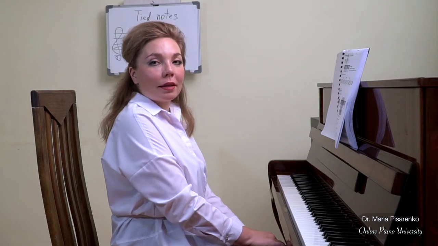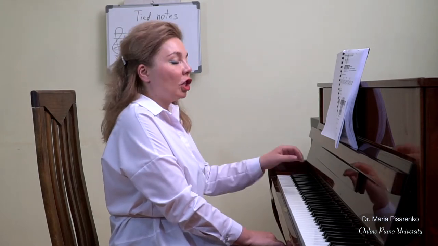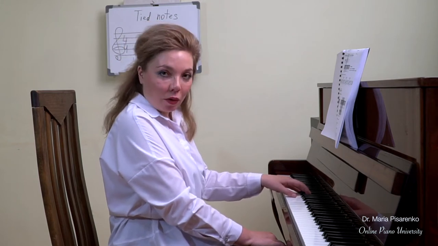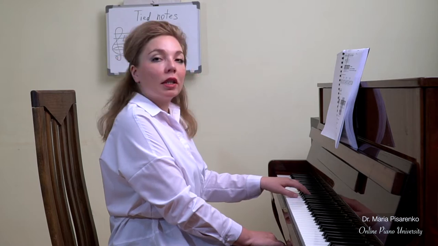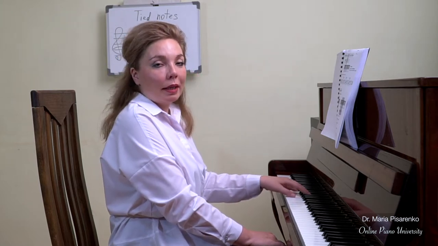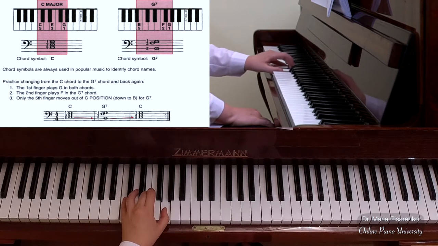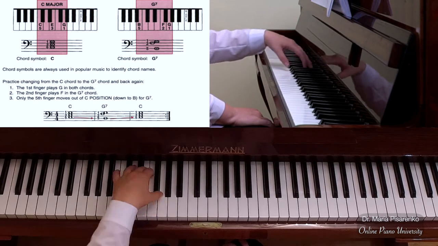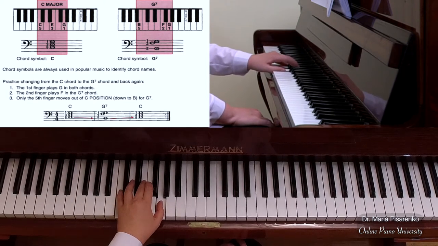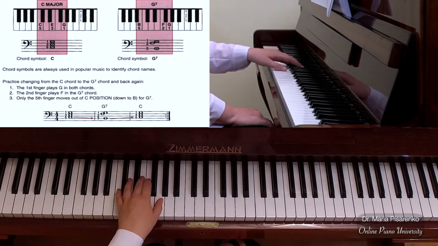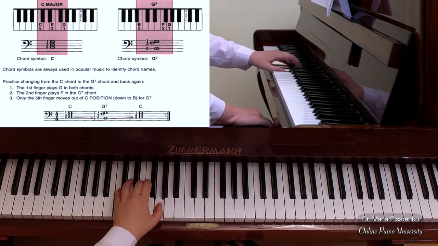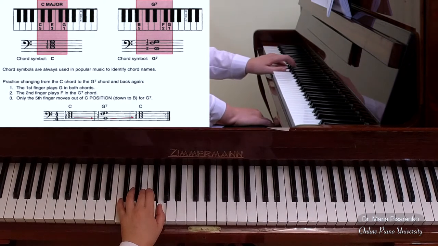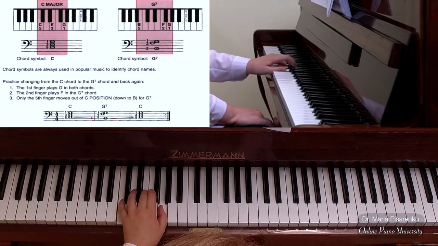And one more exercise we are going to do is just to play these two chords, C major chord and G seventh chord. Remember to move your finger 5 from C to B. C major chord, G seventh chord, C major chord. And again. C major chord, G seventh chord, C major chord.